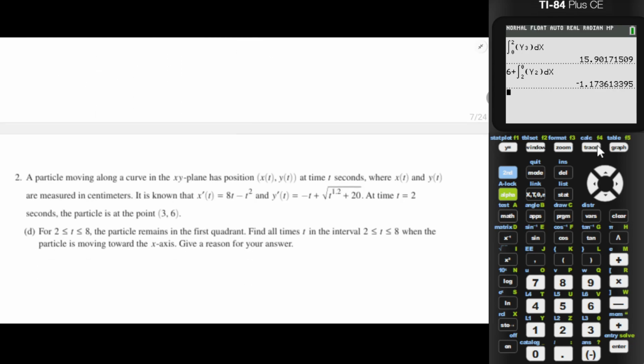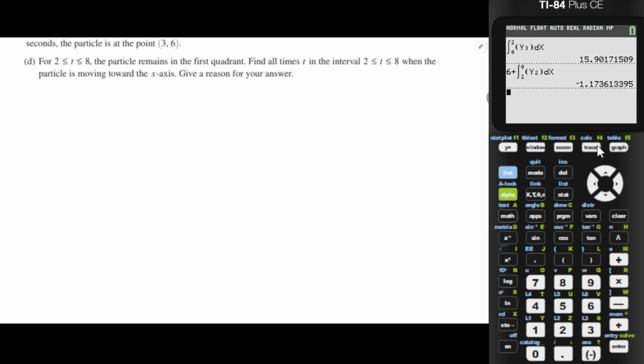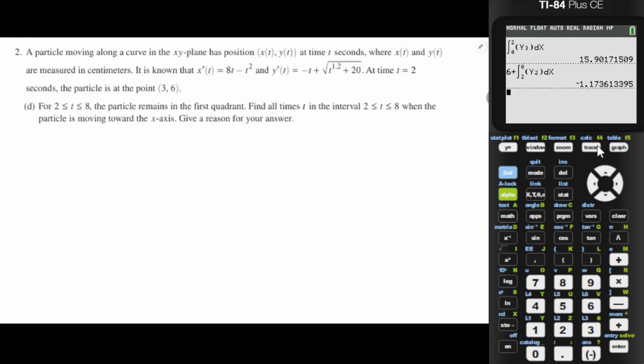We're going to move on to part D, and I think I remember seeing that this one had something a little bit more interesting. Oh, yeah. Between t equals 2 and 8, the particle remains in the first quadrant. So I guess that means x is positive and so is y. Find all times t in the interval 2 to 8 when the particle is moving toward the x-axis. Give a reason for your answer. Okay, well, toward the x-axis, let's decode that.